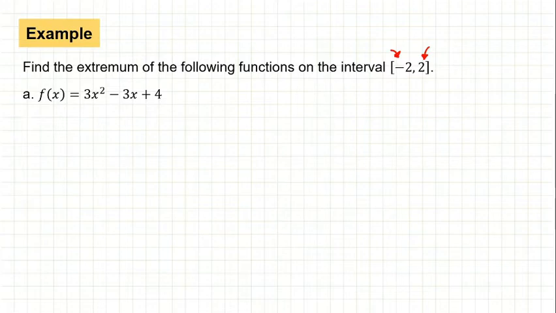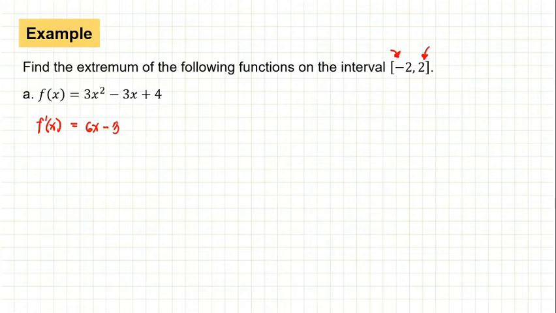So, to find the critical points of this function, we need to solve first for its derivative, right? So let's differentiate this one. f of x equal to 3x squared minus 3x plus 4. Using the power rule and the sum or difference rule, we have f prime of x equal to, this will become 6x, right? So 2 times 3, then 2 minus 1, so you have 6x. Minus, the derivative of 3x is just 3, and the derivative of 4 is just 0. So therefore, the derivative is equal to 6x minus 3.